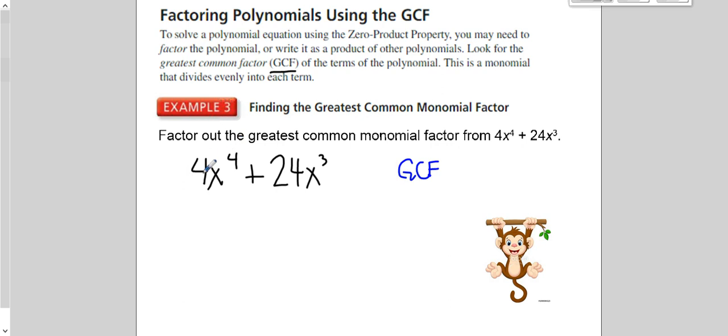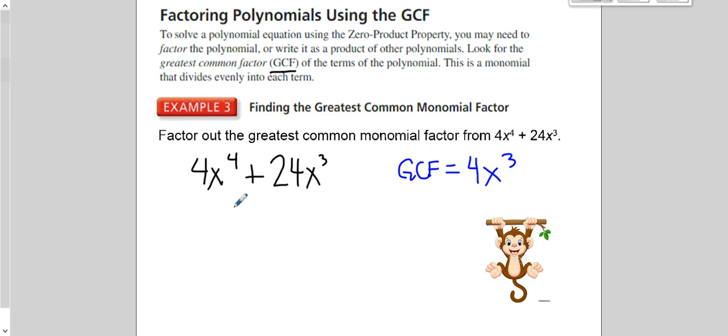What is the largest number that divides evenly into 4 and 24? 4. 4 divides evenly into both of them. And then they both have an x, so we need an x in our GCF. And then we're going to use the biggest thing that will divide evenly into both, which actually turns out to be the smaller of the two exponents. So our GCF is 4x cubed.